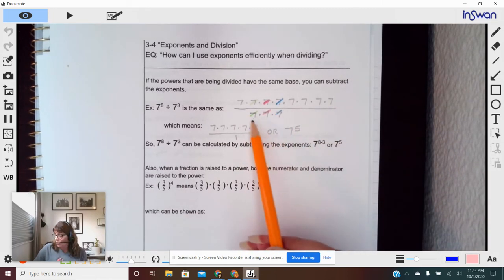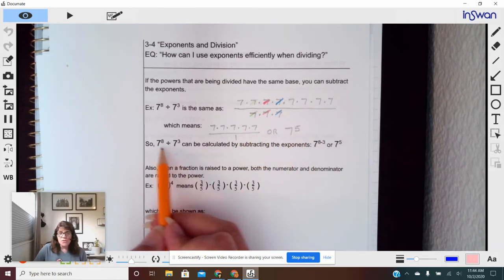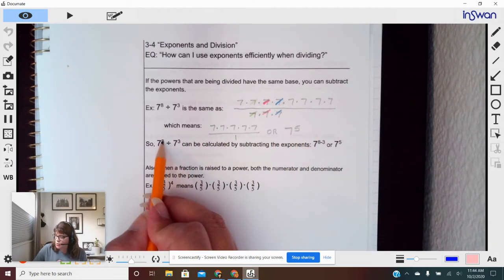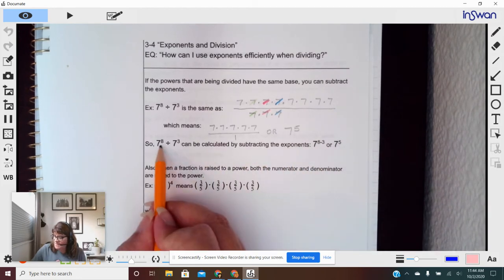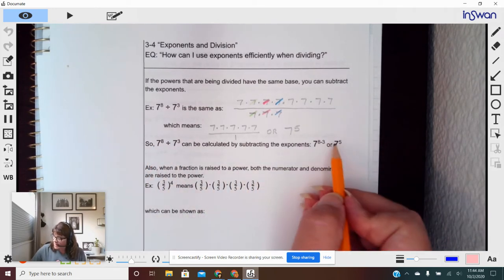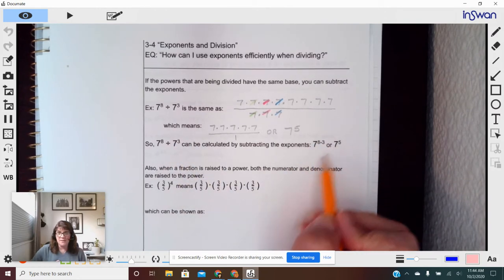Instead of writing all that out every time, because that would get incredibly tedious, the rule states, because this is true, that we can simply subtract the exponents when they have the same base. Now, it's unbelievably important that they have to have the same base. But once that happens, you could just do 8 minus 3, and it's 7 to the 5th power.